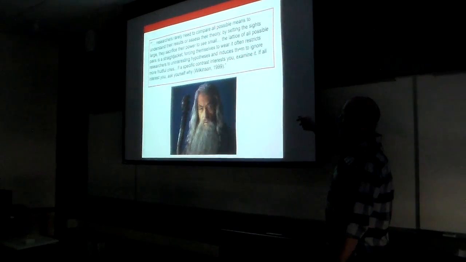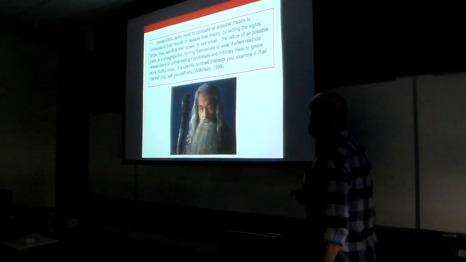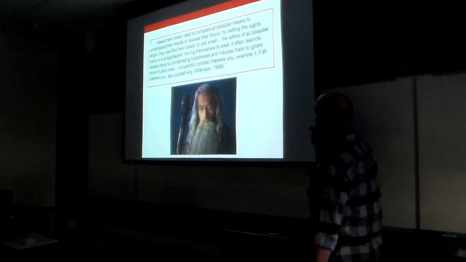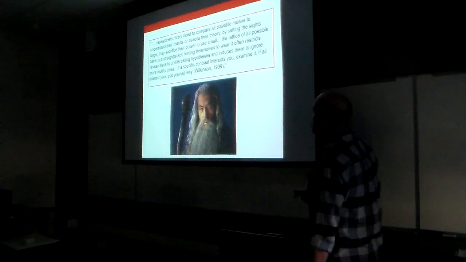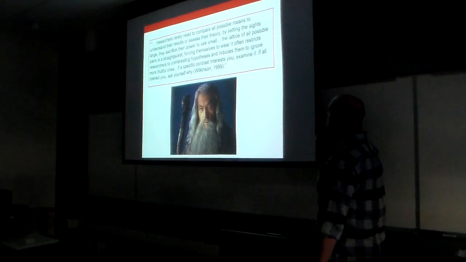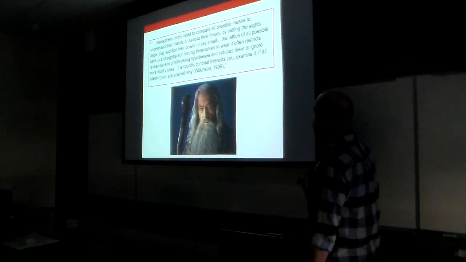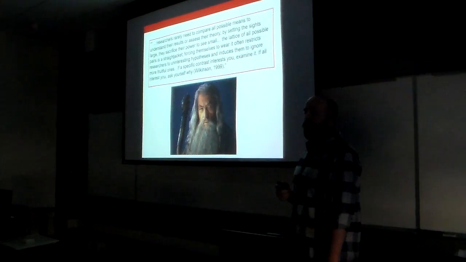All right. Going back to my favorite article, Wilkinson. Researchers rarely need to compare all possible means to understand the results or to assess their theory. By setting sites large, they sacrifice power to see small. Lattice of all possible pairs is a straitjacket. Forcing themselves to wear it often restricts researchers to uninteresting hypotheses and induces them to ignore more fruitful ones. If a specific contrast interests you, examine it. If all interests you, ask yourself why.